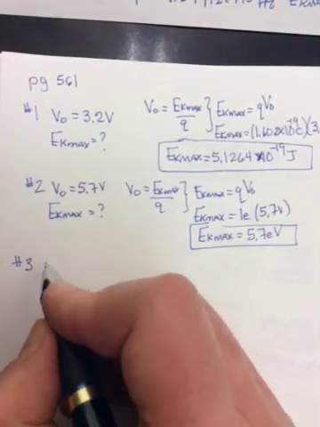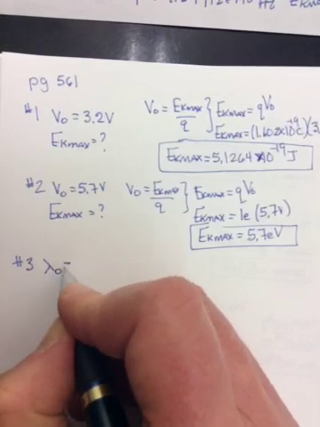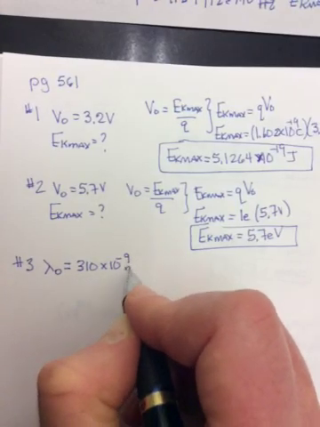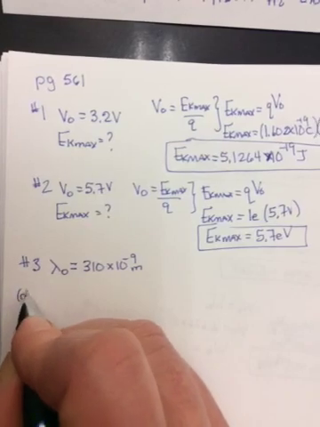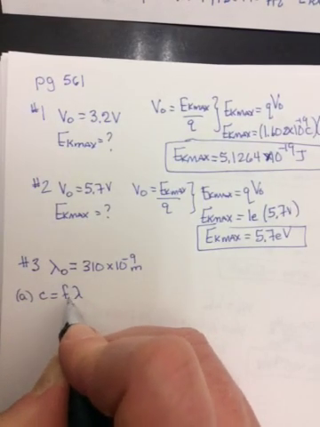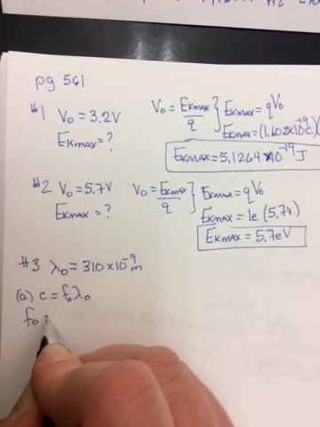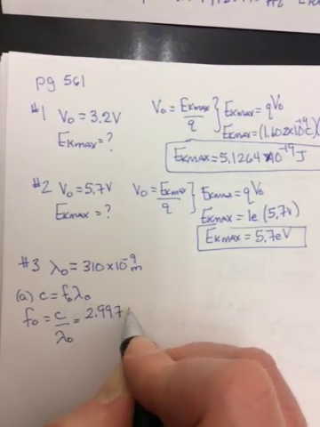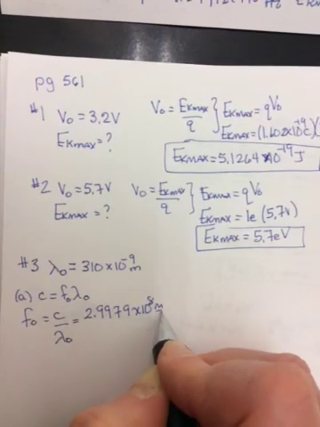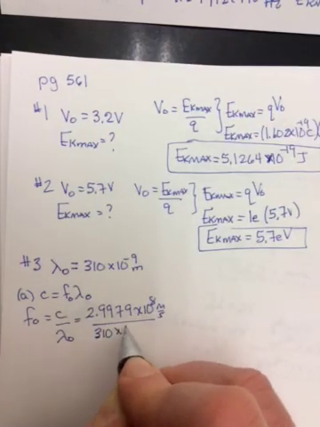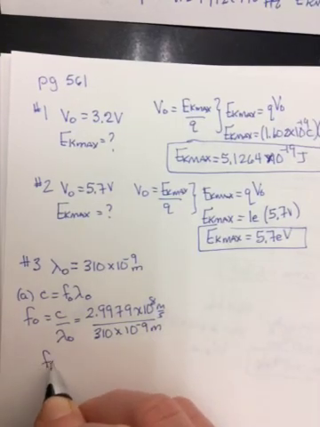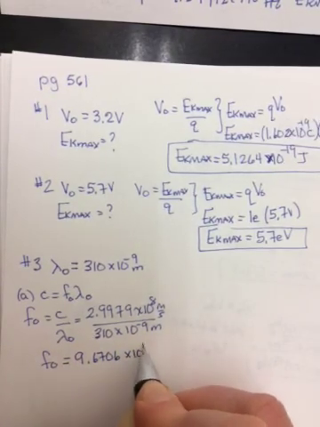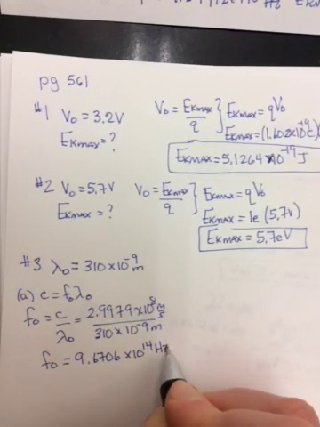Okay? Number 3, the threshold wavelength, that's lambda 0, is equal to 310 nanometers, 310 times 10 to the negative 9 meters. The first part wants the frequency. So we know c equals f lambda, so c equals f0 lambda 0. So f0 is going to equal the speed of light divided by the wavelength. So 2.9979 times 10 to the 8th meters per second divided by 310 times 10 to the negative 9 meters. And when you do this, you should get a frequency of 9.6706 times 10 to the 14th, 1 over seconds, which is a hertz.